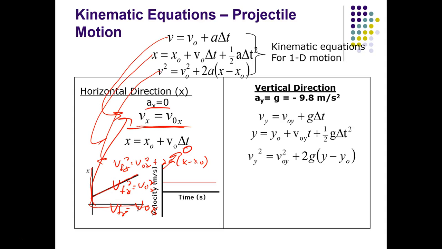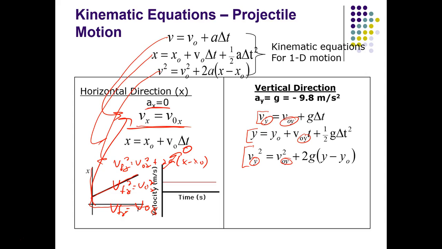In the vertical direction, we know that our acceleration is going to be g. It's going to be negative 9.8 meters per second squared. So we can take our three kinematic equations and plug it in, and we find that our final velocity is equal to our initial velocity plus g times delta t. Our final position is equal to that initial position plus v0y times delta t plus 1/2 g t squared. And then finally we can plug into our very last equation here. Notice once again we are making sure to put those little subscript y so that we know we're talking about the y direction.